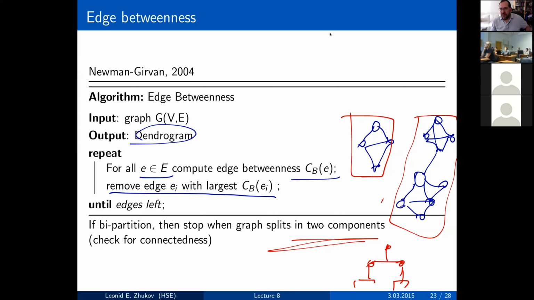Now, one question remains here, the same as with hierarchical clustering. When you get this dendrogram tree, you'll need to somehow decide where the components were, because you remove edges on every step. Well, by the end, the graph is gone. You got the tree, but where were those communities?